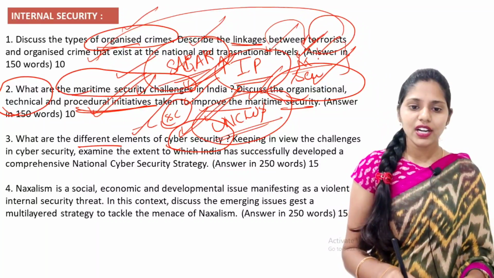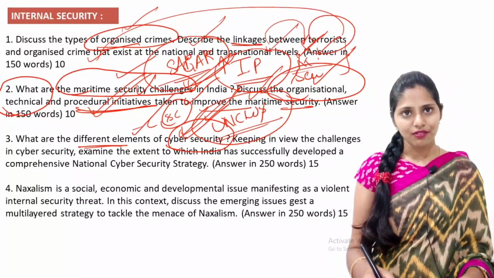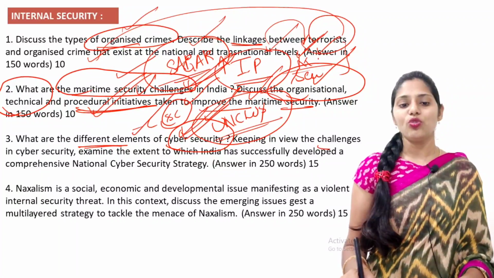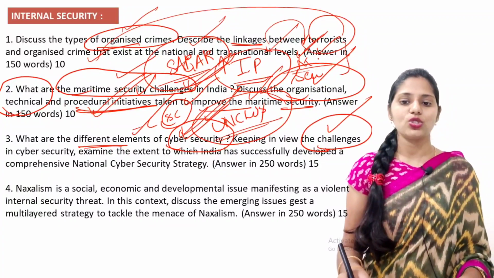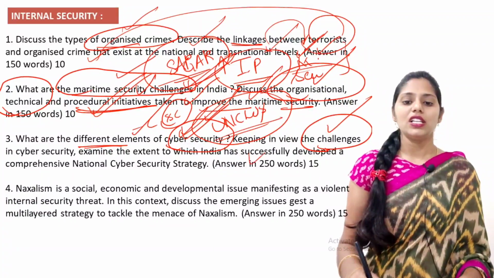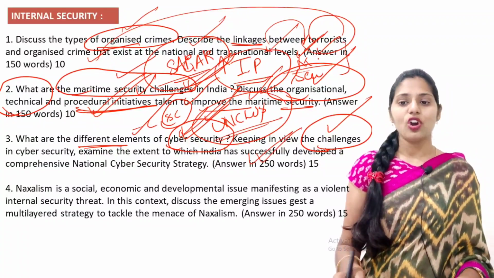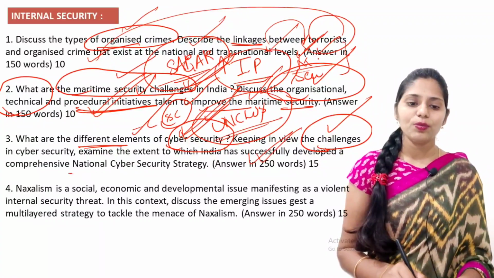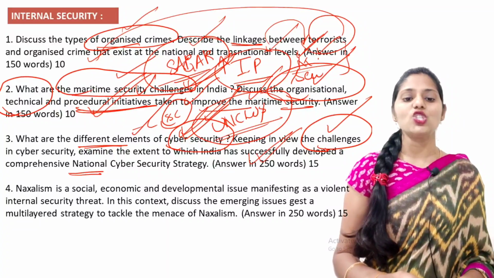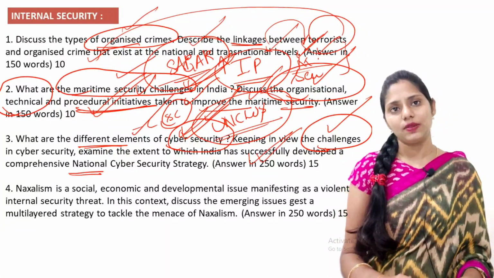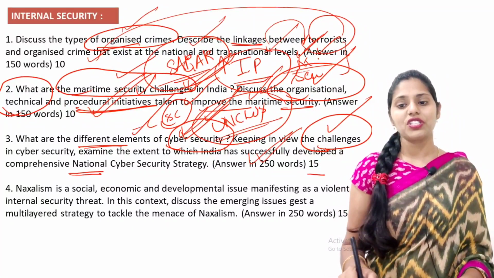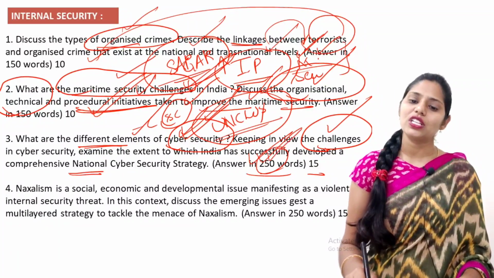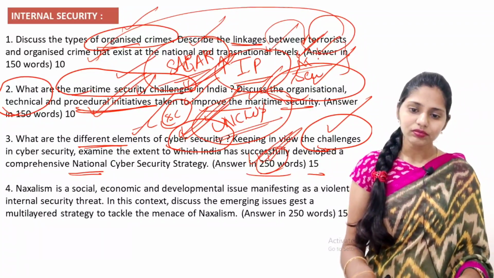So what are the different elements of cyber security? You have to write that, and you have to know the challenges of cyber security issues, and the initiatives recently taken by the government, and even make a note on the comprehensive national cyber security strategy. And this is a 15 marker question, and you have to write it in 250 words.